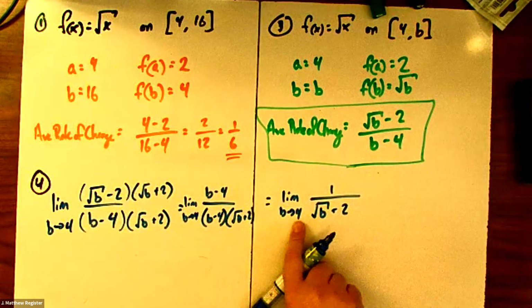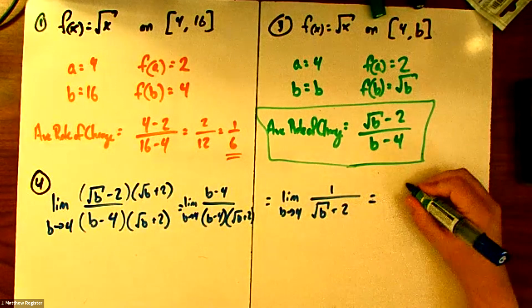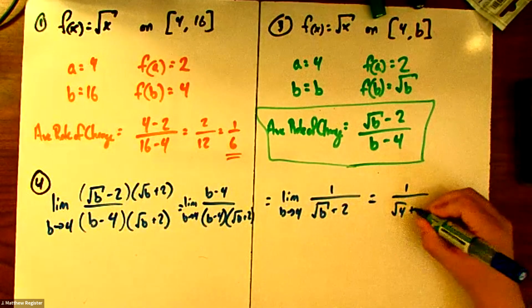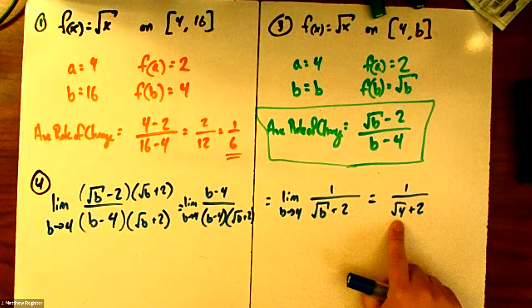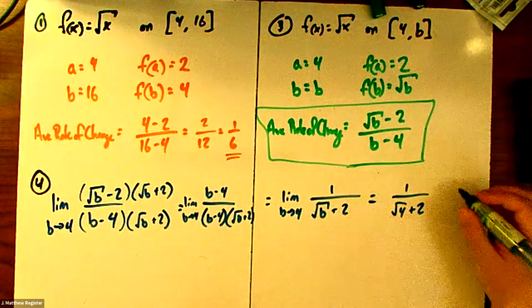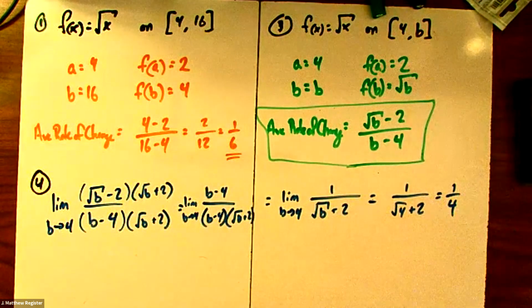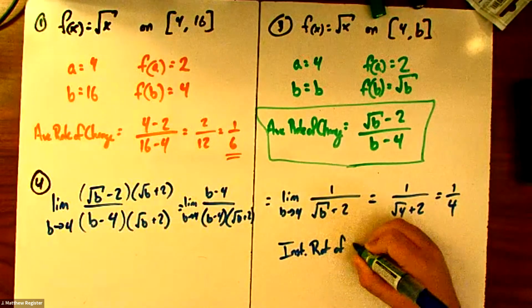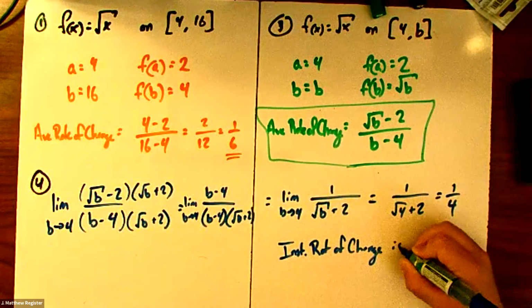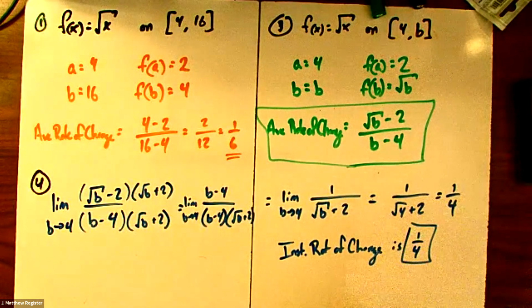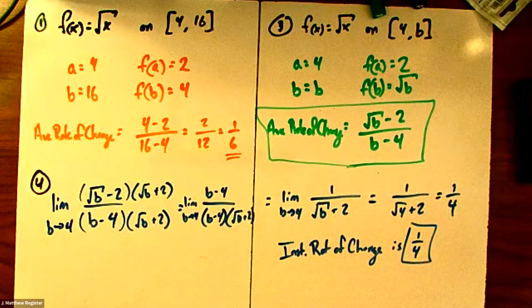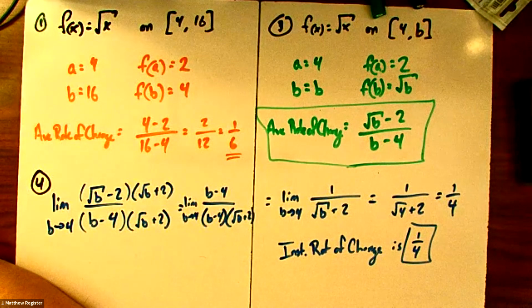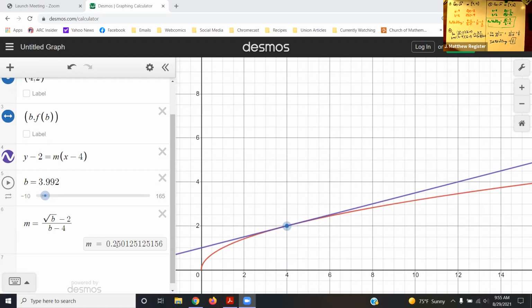And now we can actually plug the 4 in. That gives us 1 over square root of 4 plus 2. Square root of 4 is 2. 2 plus 2 is 4. And so we get 1/4. Our instantaneous rate of change is 1/4. And that's what we had on our graph. And so our graph was showing that we were going to get something really close to 1/4. This is telling us that yes, the answer is 1/4.